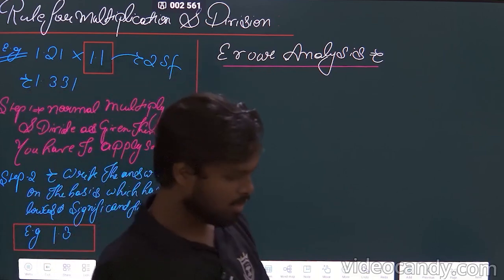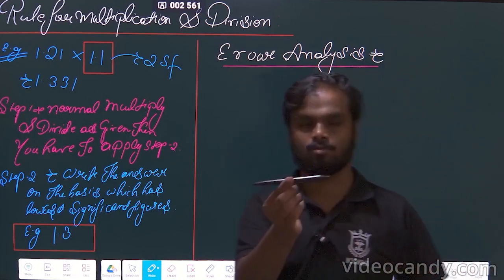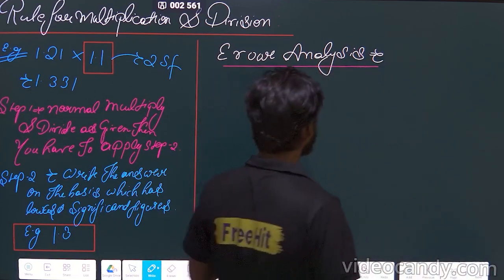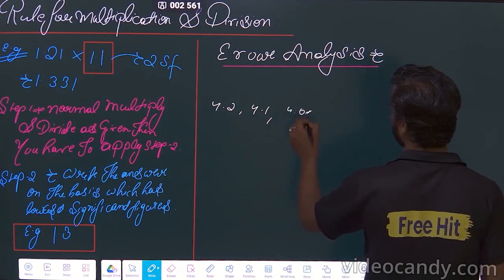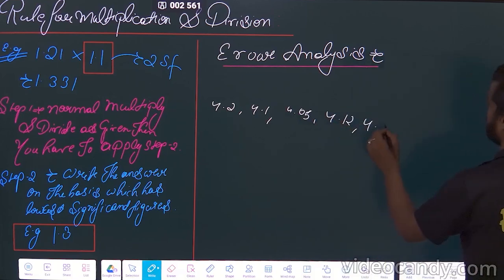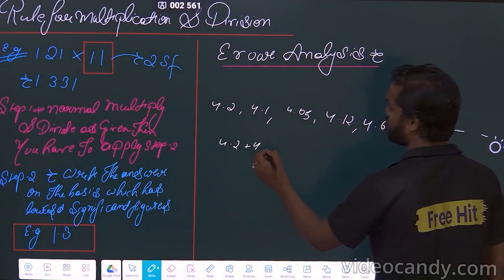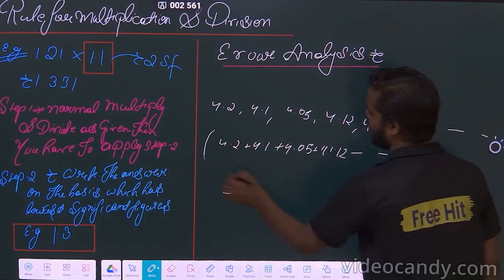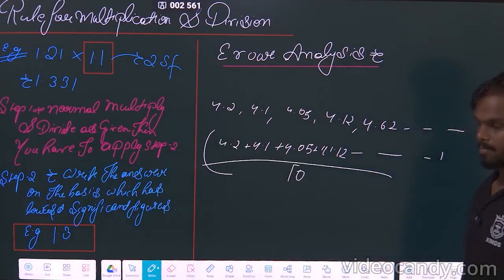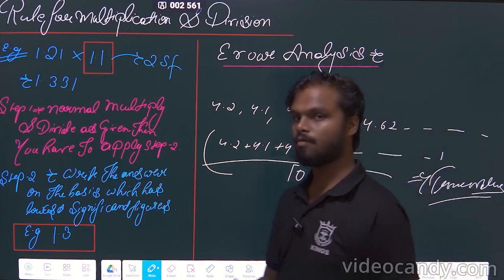So the true value is nothing. Suppose I gave 10 students a task to measure the length of this rod, and different students have measured different values: 4.2, then 4.1, then 4.05, some measured 4.12, 4.62, and so on. And what I did, I took these values and averaged them over the 10 students. Then the value I get is defined as my true value. So that is how we define the true value in physics.